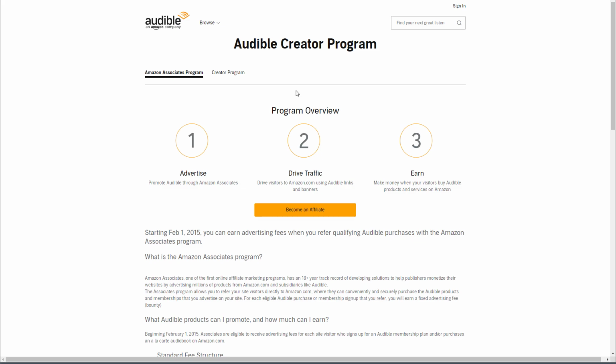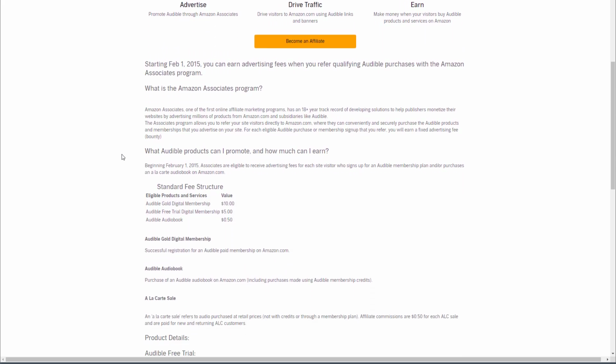This is what we're going to be marketing in this method. So this is the Audible affiliate program. And essentially, anytime somebody signs up for the free trial, you get paid $5. So it doesn't matter who they are, where they are, location, anything like that. If somebody signs up for the free trial, you get paid $5.